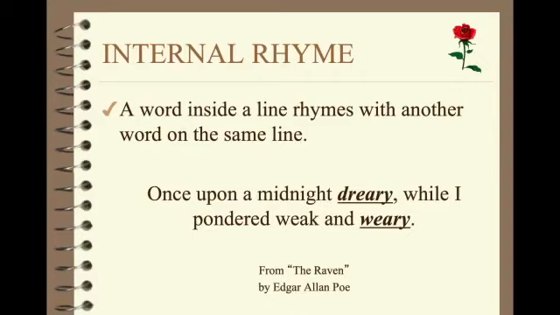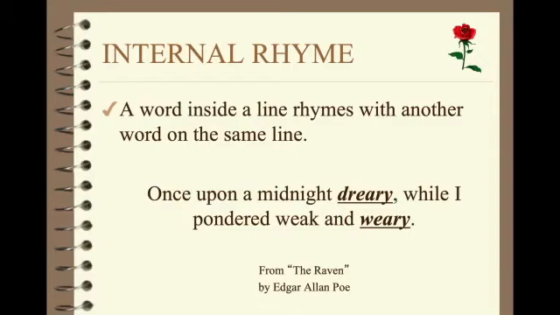You might also have internal rhyme. Now that will be a word inside a line that rhymes with another word on the same line, like we saw in the previous words, Hector the collector. That would be an internal rhyme. They're two words that rhyme on the same line. We might also see them within and not completely at the end of the lines.